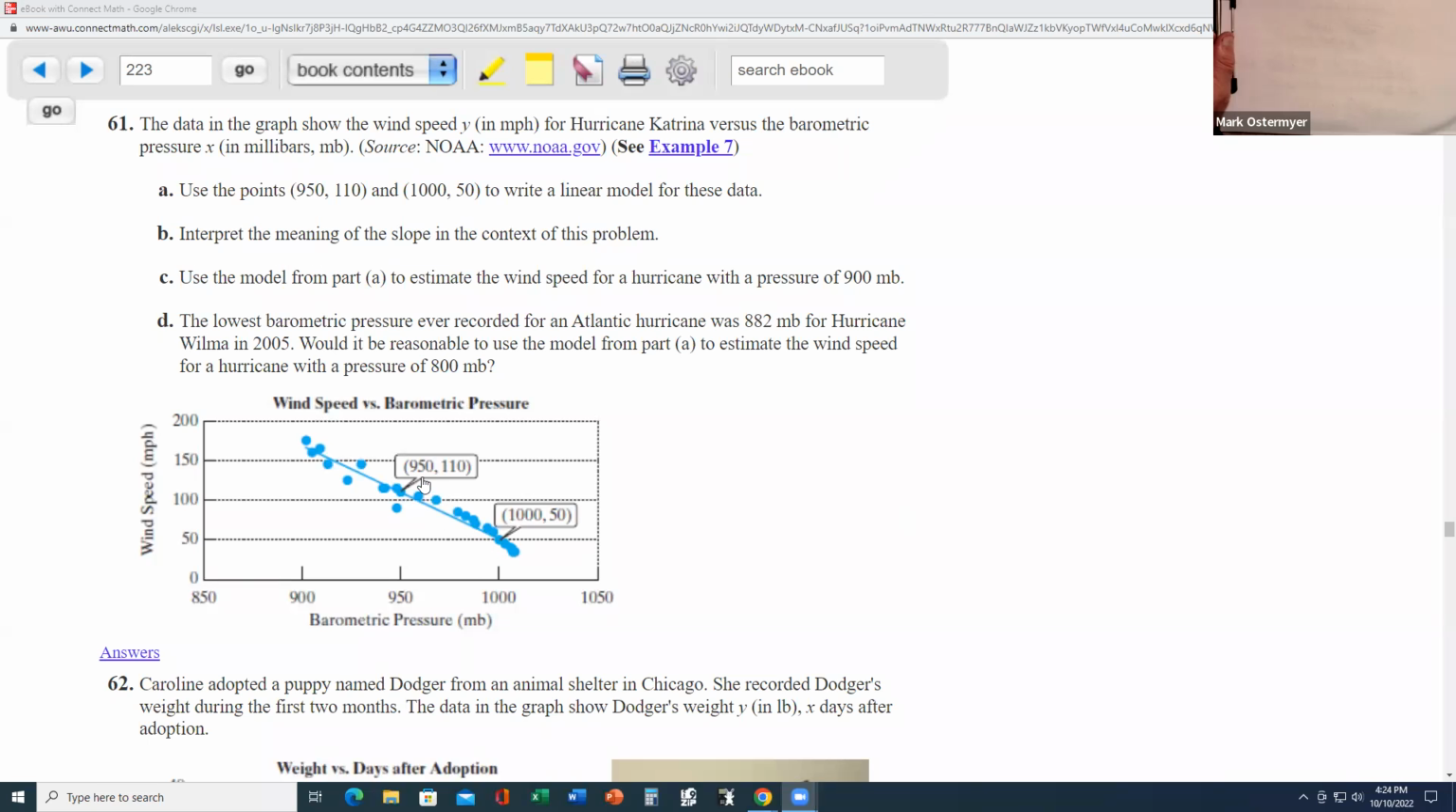They want us to write a linear function that models this ordered pair data here. To do that, we could maybe call our X variable the pressure variable, and the Y variable, we could call it the wind speed. So we have 2 ordered pairs here. We have 950 comma 110, and our other ordered pair is 1,000 comma 50.